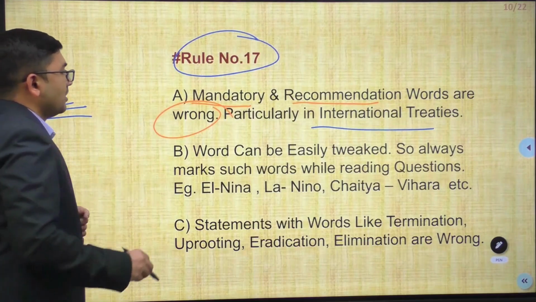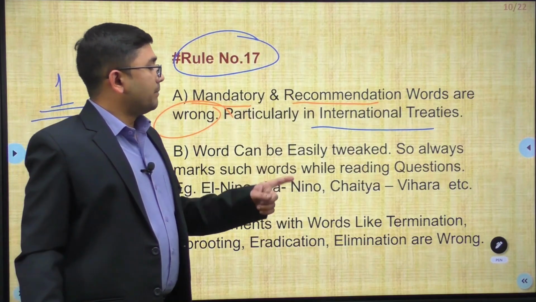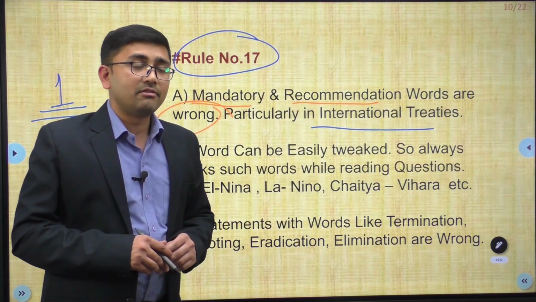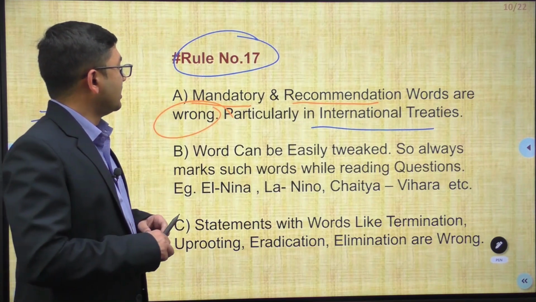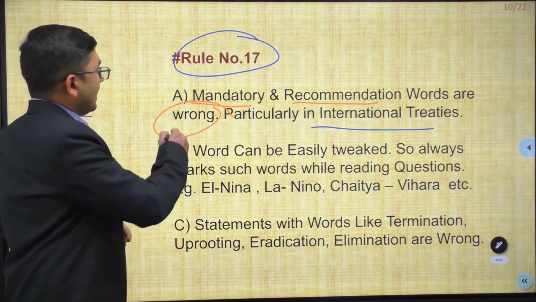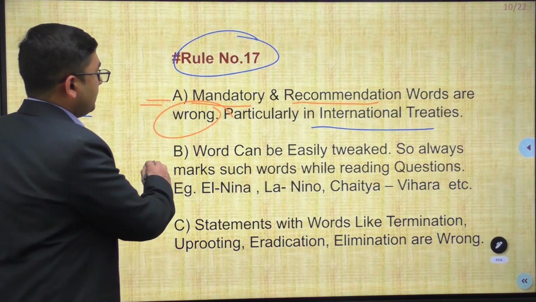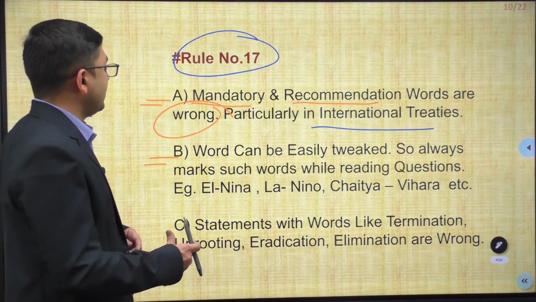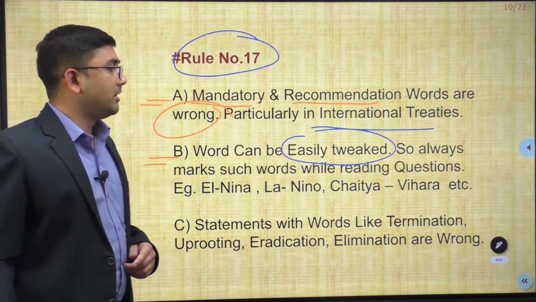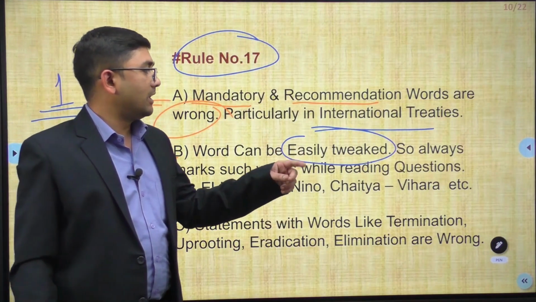Anyone, at least anyone. So mandatory and recommendation words: mandatory means the rule is applicable to each and every one likewise. So mandatory and recommendation words are wrong, particularly in an international treaty. Rule number 17A. Okay. Rule number 17B, what does it say? Words can be easily tweaked. So always mark such words while reading questions.